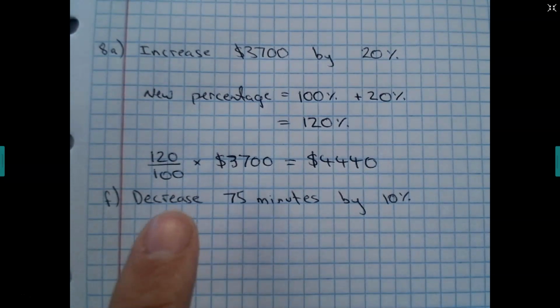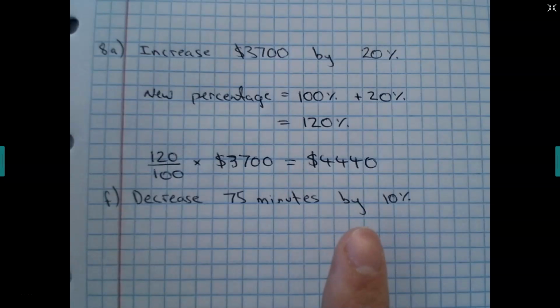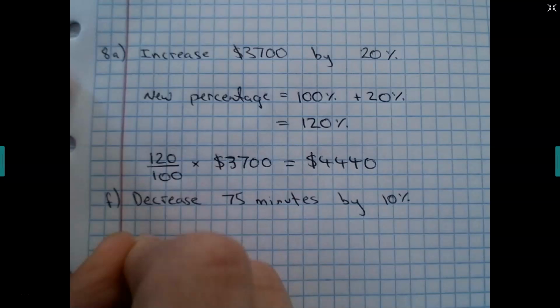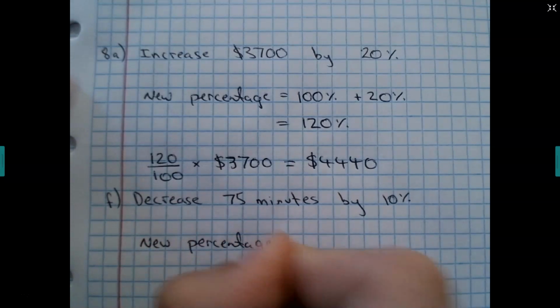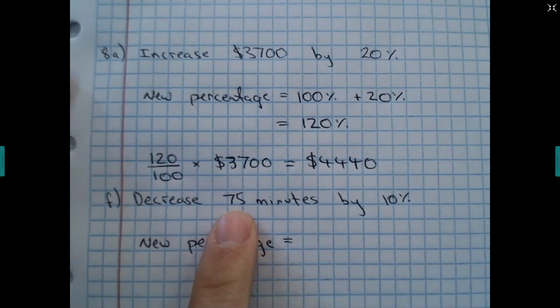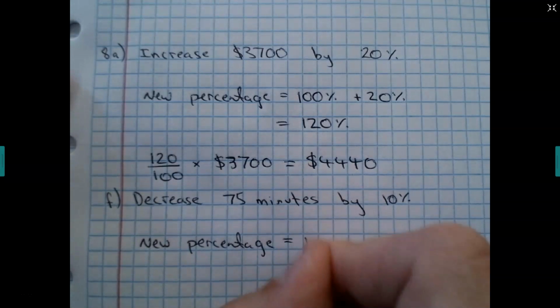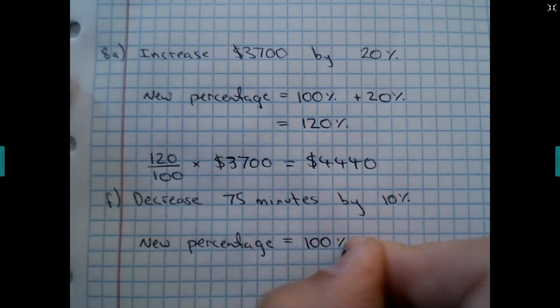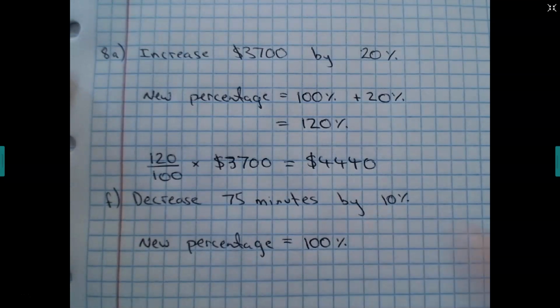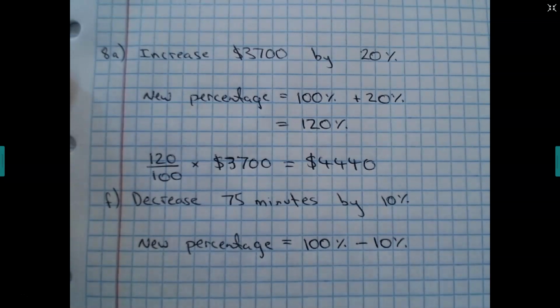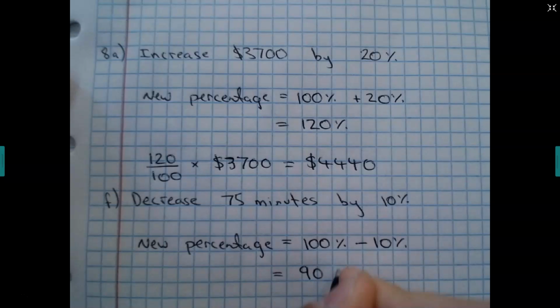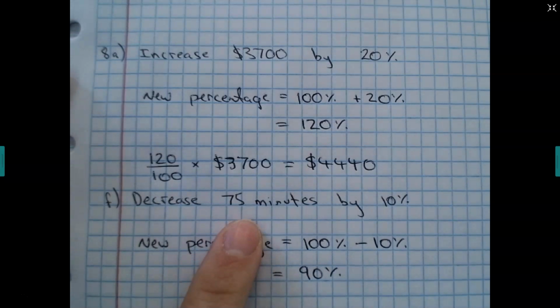Alright, and then if we wanted to decrease 75 minutes by 10%, so this is essentially the same thing. The new percentage would be equal to 100% would be 75 minutes, but I want to decrease that by 10%. So I'm going to subtract 10% away from it. So therefore, I'll be determining what 90% of that value is if I want to decrease it by 10%.